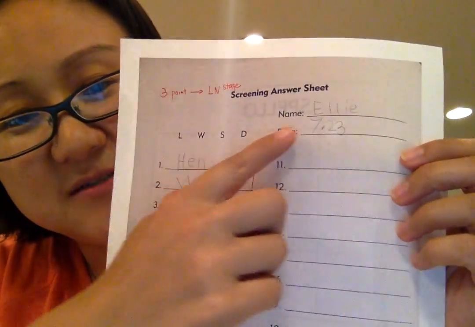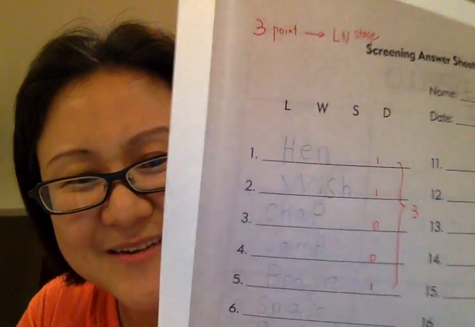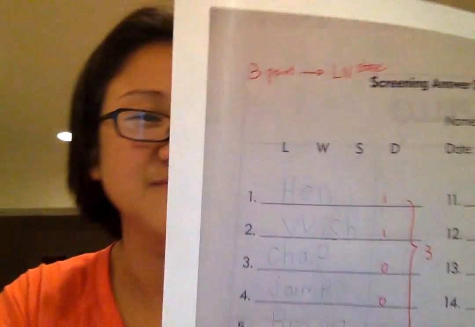So I waited like 10 days, actually 13 days. The date is July 20th. So I waited 2 weeks, and I did this assessment, the initial screening assessment, with her again. And this time, I think it's more accurate. It's the same words. See?